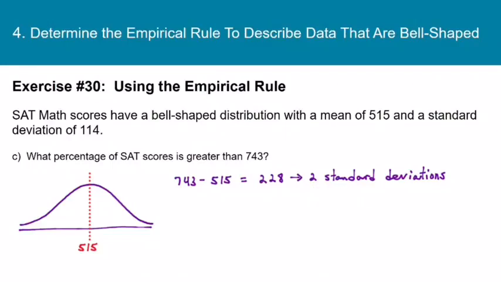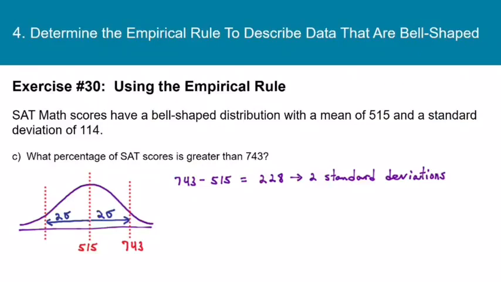So now I know that 743 belongs out here somewhere. Remember that one standard deviation would be about here at the inflection point, and then I go that far out again, and that represents 2 standard deviations, so that's 743. Now let's draw a line back here as well that's also 2 standard deviations away from the mean. And now think about your empirical rule.